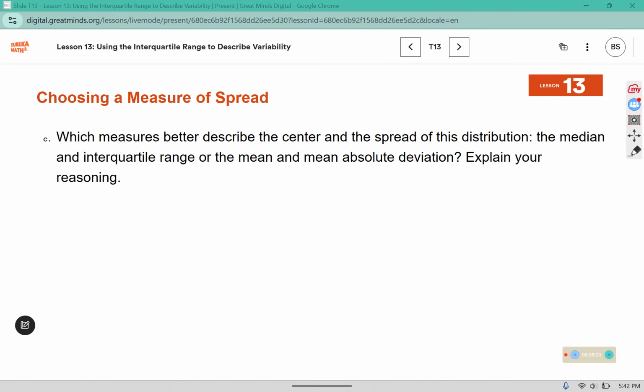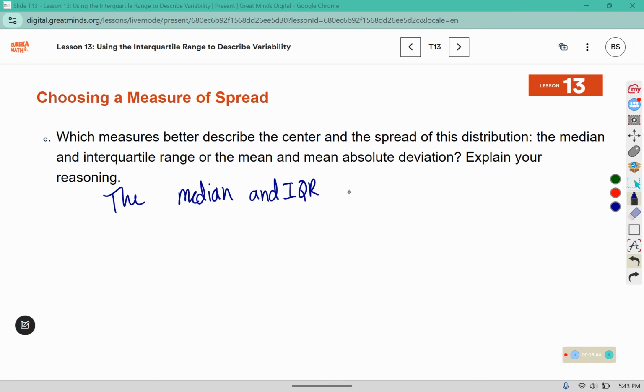Which measures better describe the center and the spread of this distribution? The median and interquartile range, or the mean and mean absolute deviation? Explain your reasoning. The median and interquartile range better describe the center and spread.